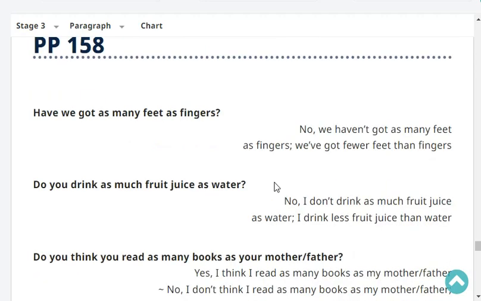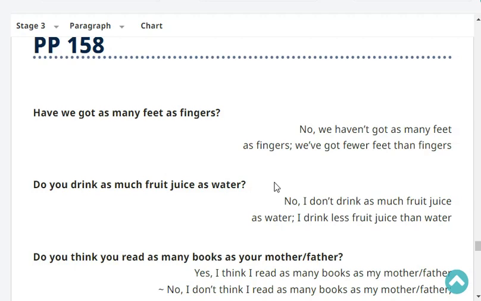Have we got as many feet as fingers? No, we haven't got as many feet as fingers. We've got fewer feet than fingers.